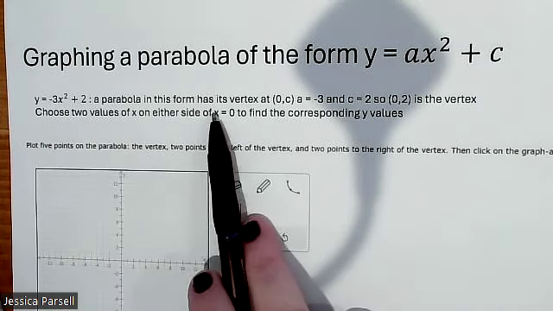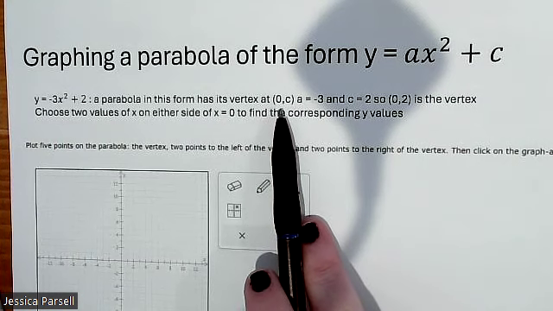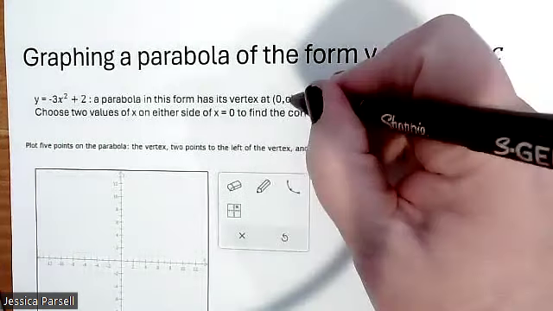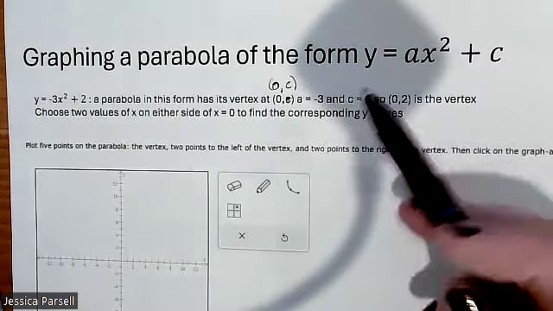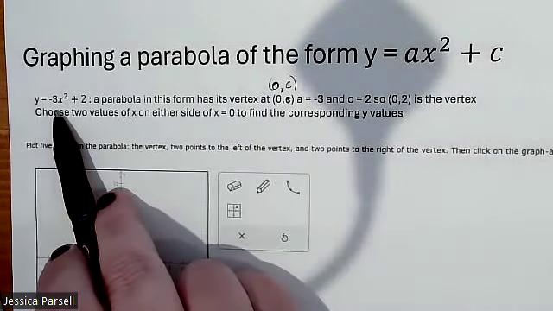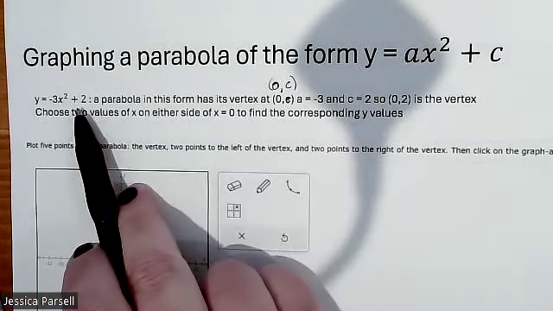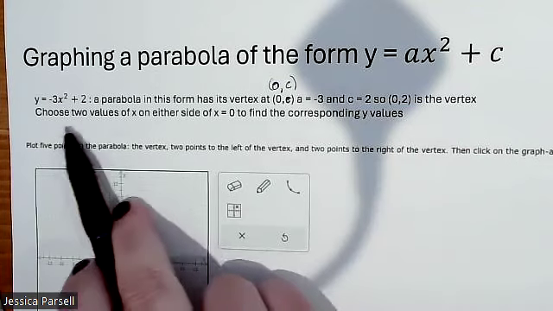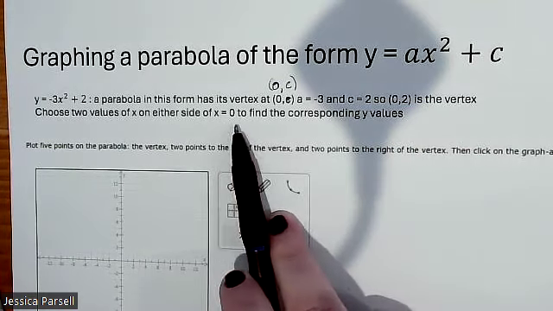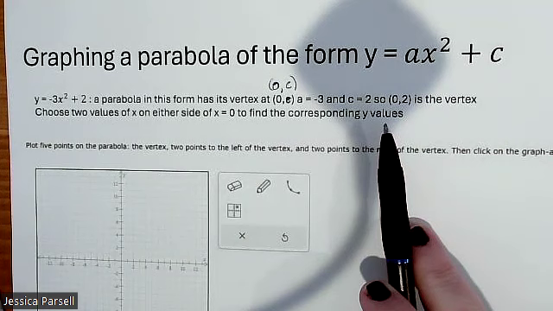A parabola in this form has a vertex at 0, comma, c, so I'll just make that a little bigger here. And a is equal to negative 3, and c is equal to 2. So then our vertex is 0, 2. Choose two values of x on either side of x equals 0 to find the corresponding y values.